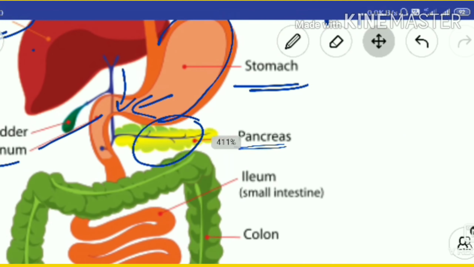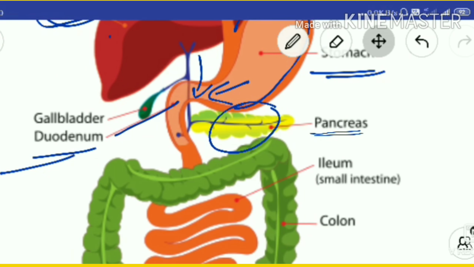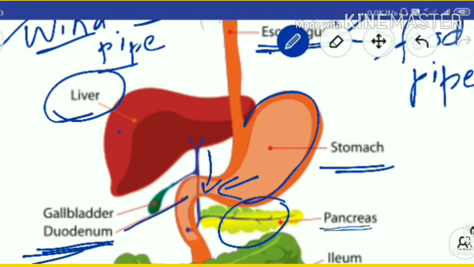So the first part of the small intestine is called the duodenum. Okay, to the duodenum, two digestive glands are opening. Which are they? They are the liver, and one more, the pancreas. Okay, these two glands also produce a kind of secretion or liquid, digestive juice. We will discuss that digestive juice in the next class. So these are the two glands.